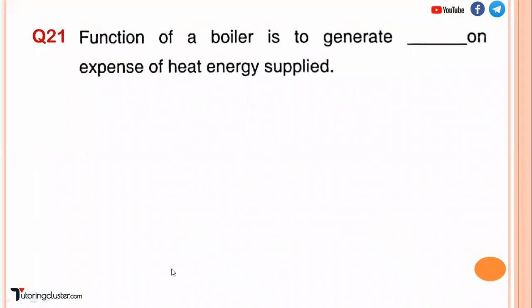The function of boiler is to generate dash dash on expense of heat energy supply. Basically, what is a boiler? It is used to produce steam from water, of course. Now, how are we going to heat this water? It will be different. For example, in a thermal power plant, you are burning coal to heat the water and to produce the steam.